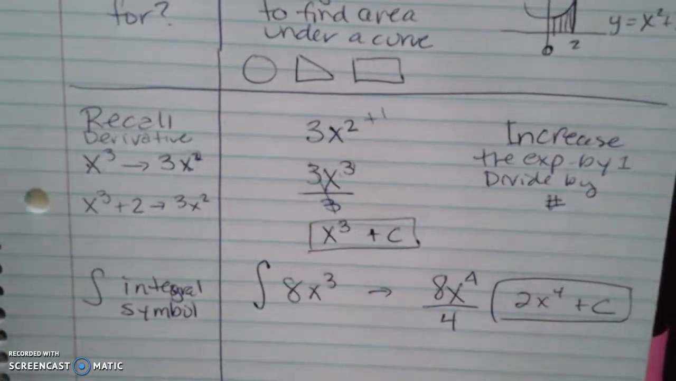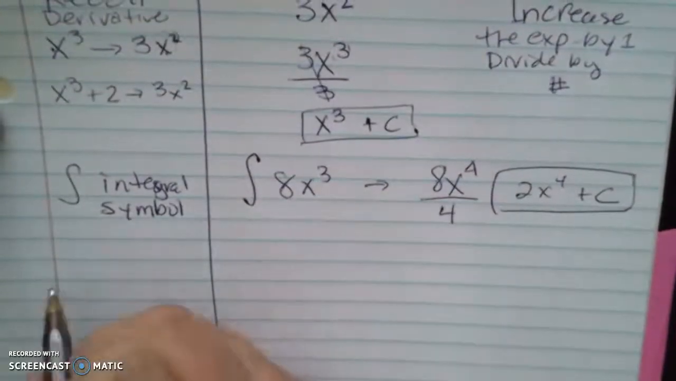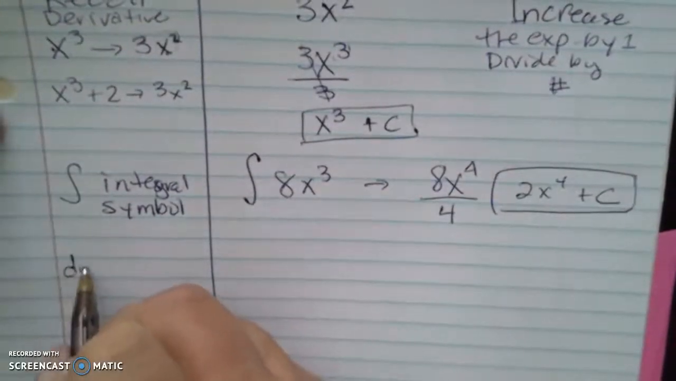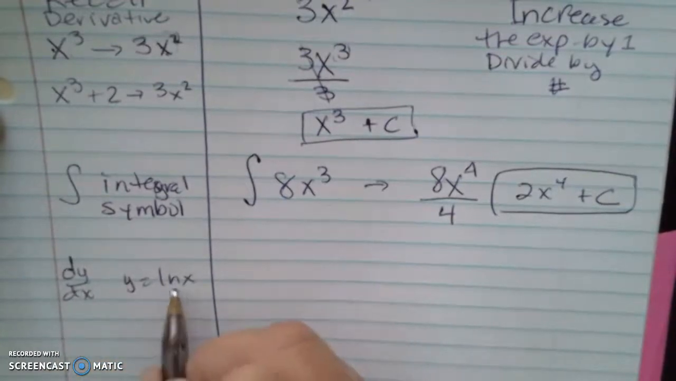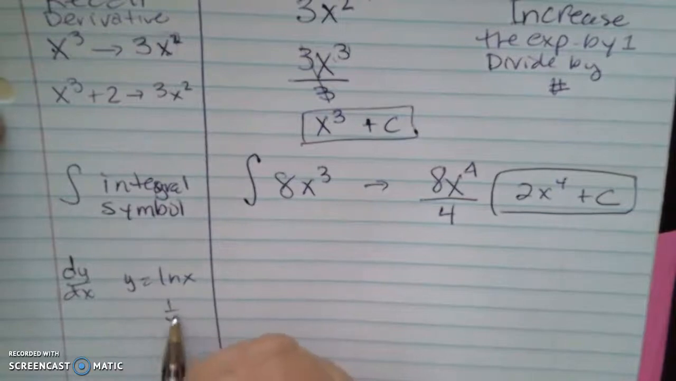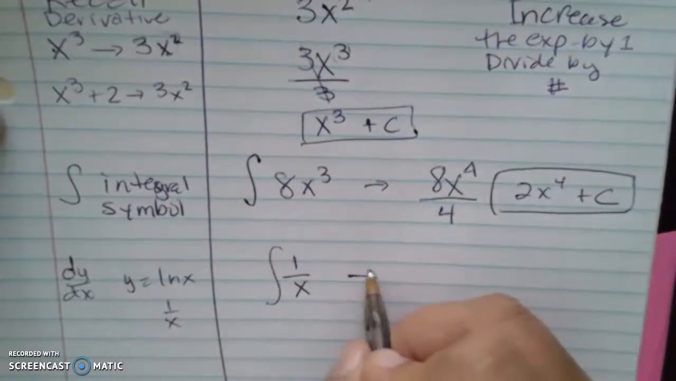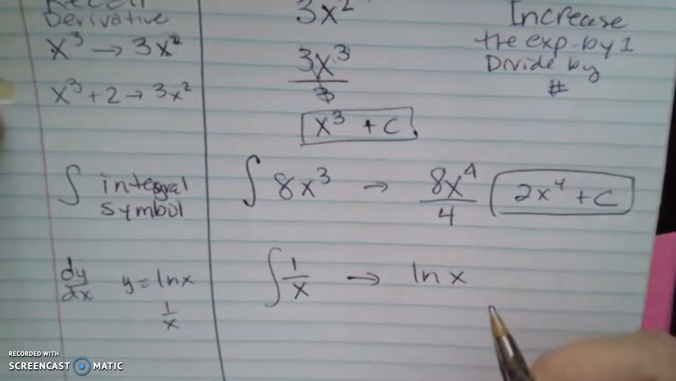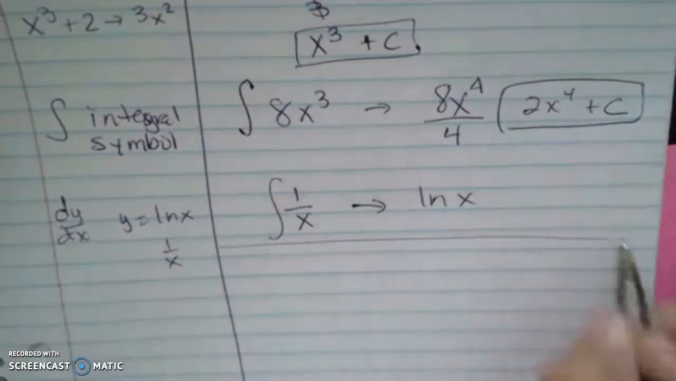And then one thing you might remember is, what is dy dx when y equals ln x? Remember, the derivative of ln x is 1 over x. So if we have 1 over x and we take the integral of that, that's going to give us ln x. Right? Let me give you another example.